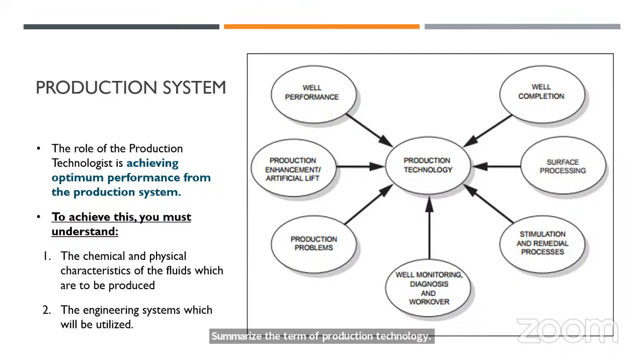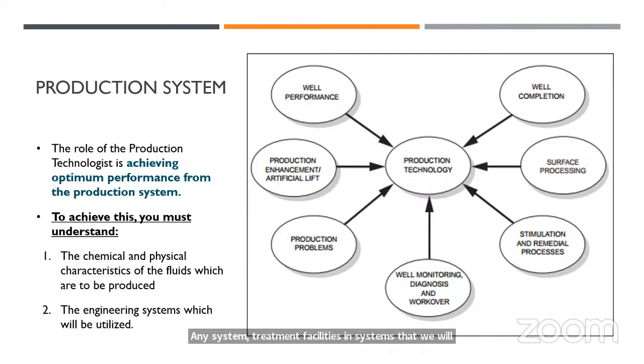So the role of the production technologist is achieving optimum performance from the production system. In studying these terms, to achieve this, we need to understand the physical and chemical characteristics of the fluid. That's why we started with fluid properties. Also, we need to understand the engineering systems that will be utilized. Engineering systems means the artificial lift system, whether we use it or not, the production tubing, the treatment facilities, any system that we will use to produce this oil.